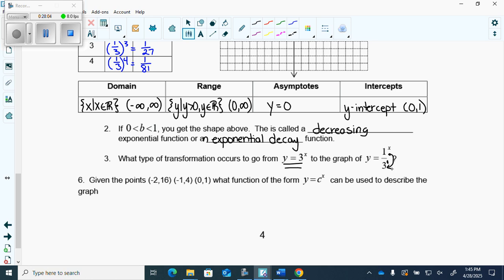If I flip-flop these, it would be 3, correct? What happens when I flip a fraction? What happens to my exponent? Turns negative. So we get 3 to the negative x. Correct? What happens when you have a negative in front of the x value? It's a reflection in the y-axis.